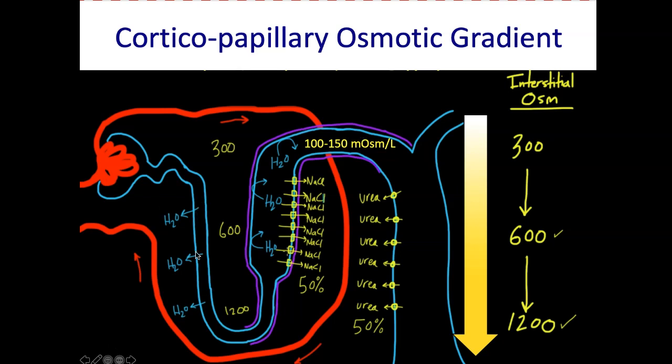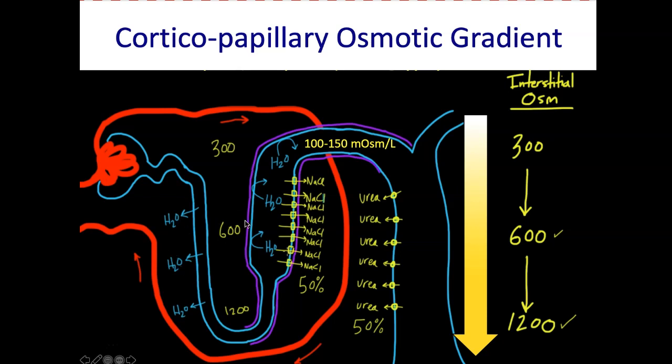This flow here, the fact that you have a descending piece right next to the ascending piece, and they have different properties in each limb, that's called the countercurrent property. And countercurrent multiplication is the mechanism that's involved here.